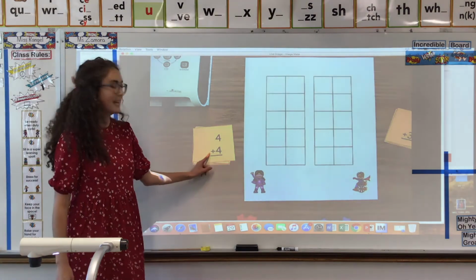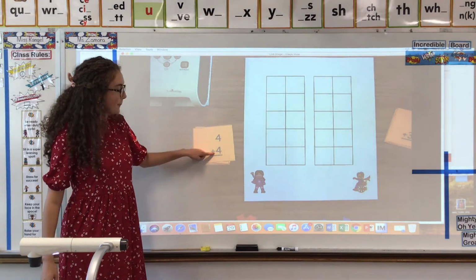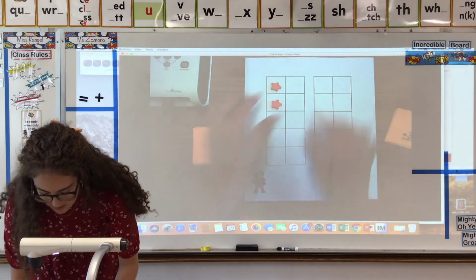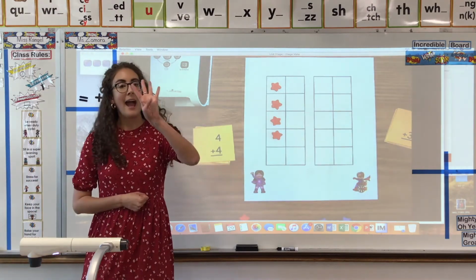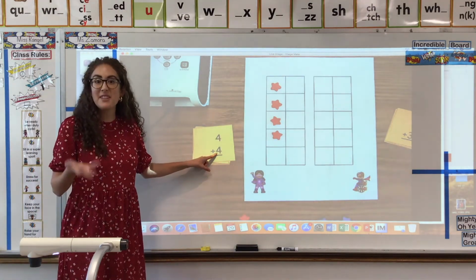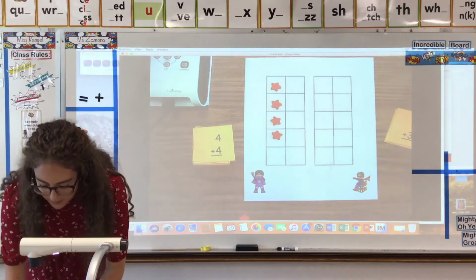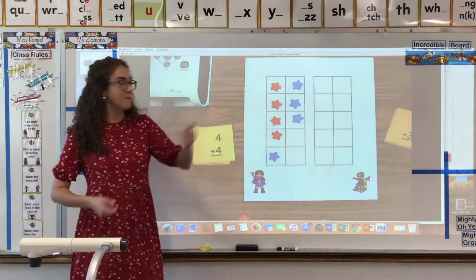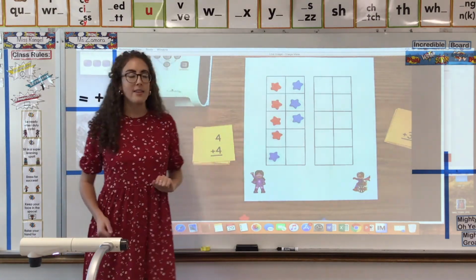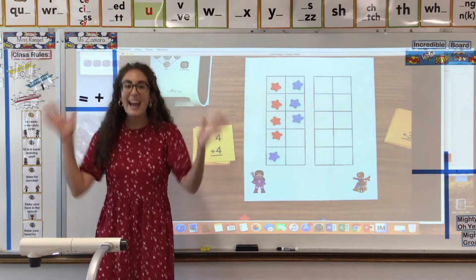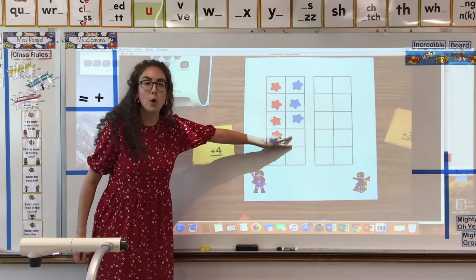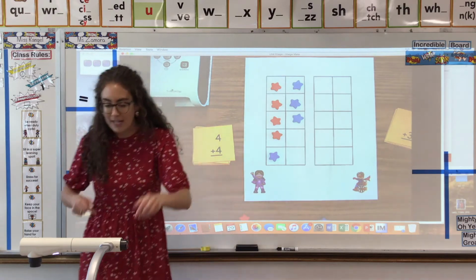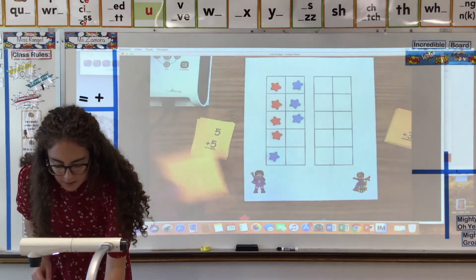So, what are we solving next? 4 plus 4. So can we start with 4? I'm going to put 4 orange stars on mine. 4. And we're going to add 4 more in a different color. I'm adding 4 blue. 2, 3, 4. Ooh, what is 4 plus 4? That is 8. It's 8. We see 2 missing until we get to 10. So we know that's 8. Let's go ahead, write it on the back of your card. Go ahead and write 8.